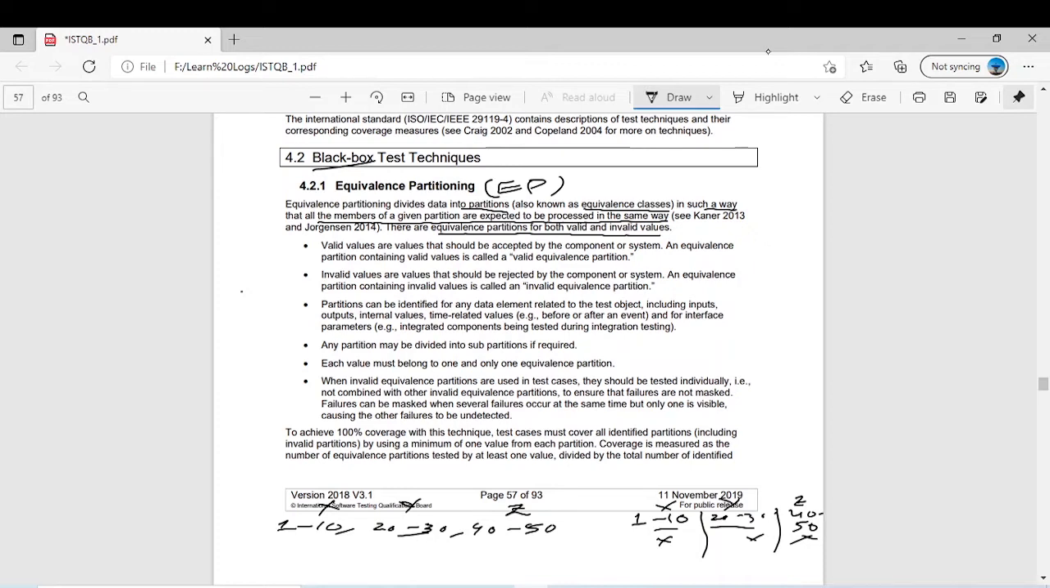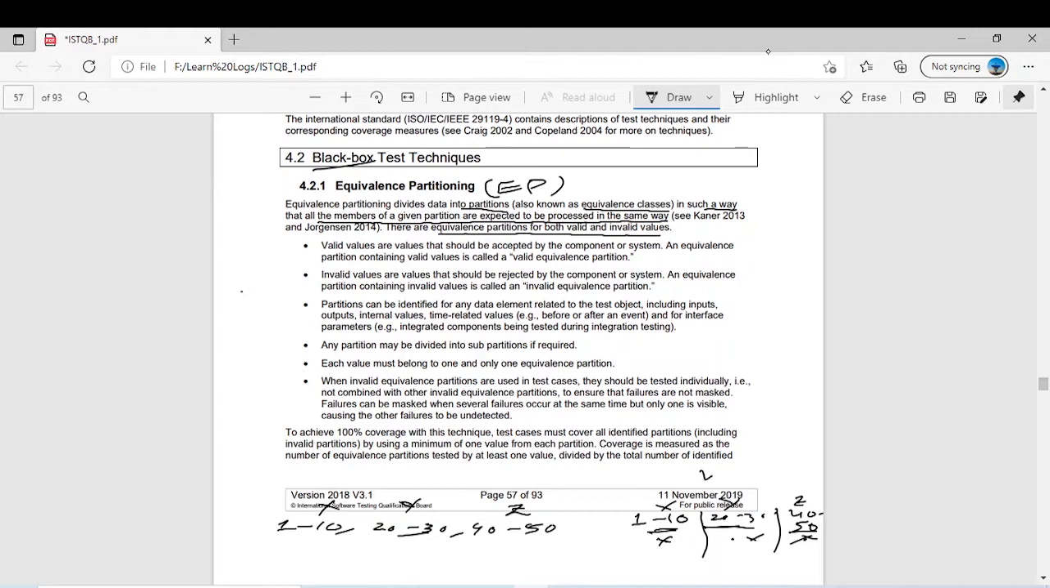For example, if you are testing all the values, you need to take 10 values from here, 10 from here, and 10 from here, 30 in total. But in the case of equivalence partitioning, you can take any one value from here, any one value from here, and any one value from here. So it will help you a lot, because your test cases are very minimized. So the minimum test cases required in this case is 3.